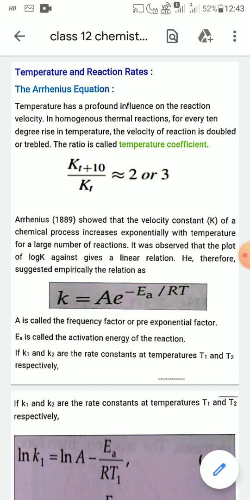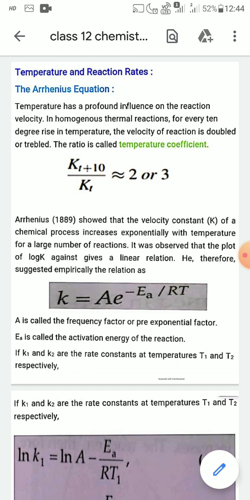In the last video, I discussed first order chemical reactions, and I gave the integrated rate law equation for a first order chemical reaction, which was k is equal to 2.303 by t into log A0 divided by A, where A0 is the initial concentration of reactant and A means the concentration of reactant after time t. This was the integrated rate law of a first order reaction I told you in the previous video.